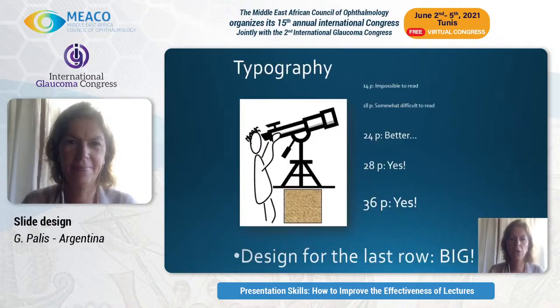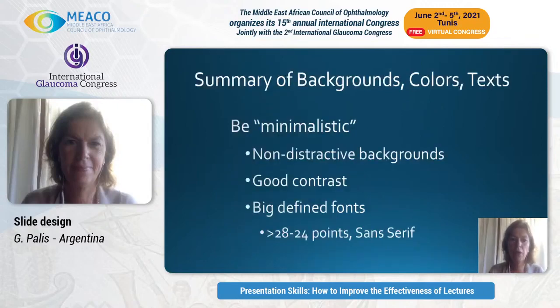The same when you are selecting the typography, and this is especially important when you are giving a presentation that is face-to-face and you have a very big room. So select big fonts, ideally over 28 points, and select always with the last row in mind, that the people that are sitting in the last row are able to read your slides. So in summary, for the backgrounds, the colors and text, be minimalistic. Use non-distractive backgrounds, use good contrast, and select big defined fonts, ideally with more than 24 to 28 points and that are sans serif.